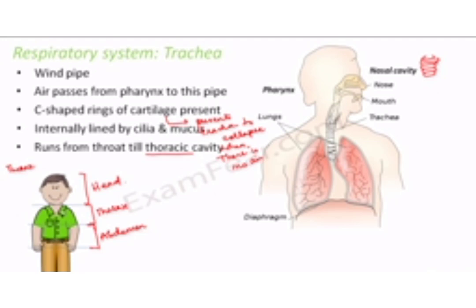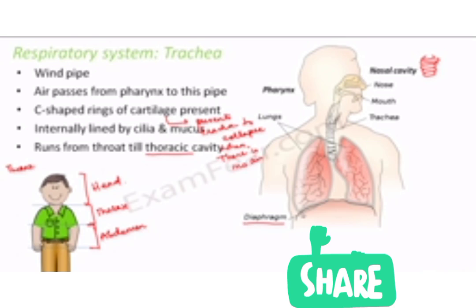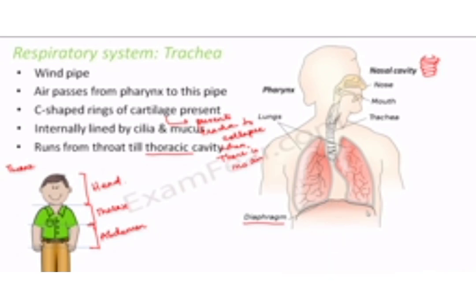So the lungs are present in the thoracic cavity. What determines the border of the thoracic cavity? Diaphragm. Diaphragm is a muscular structure which denotes the end of the thoracic cavity. So the lungs are situated within the thoracic cavity, and this trachea starts from the throat and ends in this thoracic cavity. So what are the organs which are situated in the thoracic cavity? The lungs, the heart, they are situated in the thoracic cavity, right? So this trachea runs from the throat till the thoracic cavity.